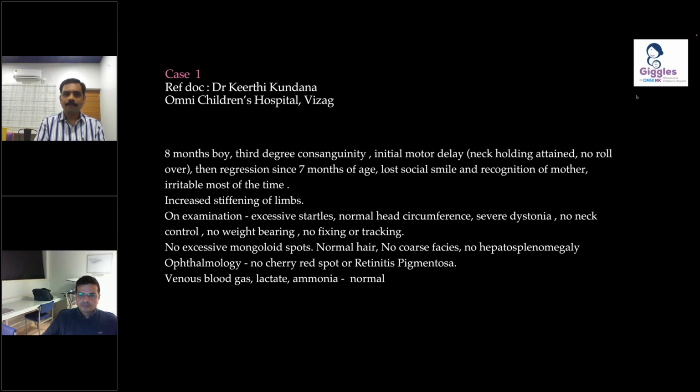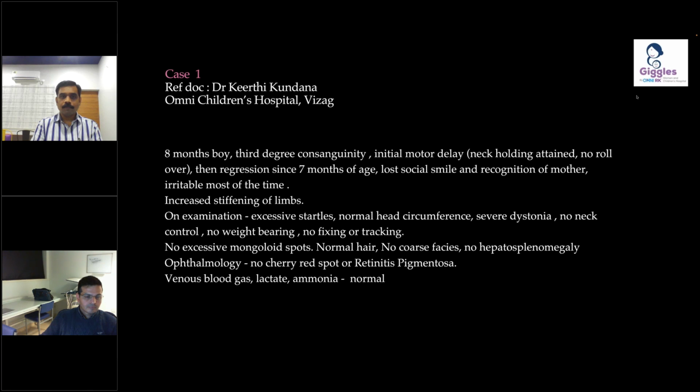This is case 1. I'll just go through the clinical presentation. It's an 8-month boy with 3rd-degree consanguinity. Initially had motor delay. Neck holding was attained, but there was no rollover. Then regression since 7 months of age. Lost social smile and recognition of mother, and was irritable most of the time. There was increased stiffening of the limbs.